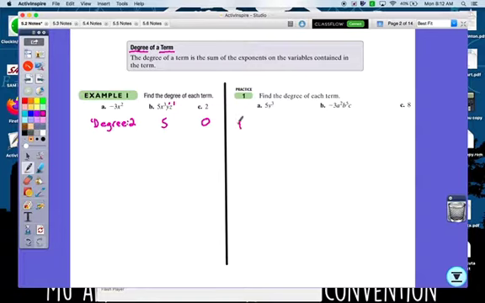All right, for your degrees for A, we just have the 3, so your degree is 3. For B, we have 2 plus 5 plus 1, so that's a degree of 8. And for C, we have a degree of 0.